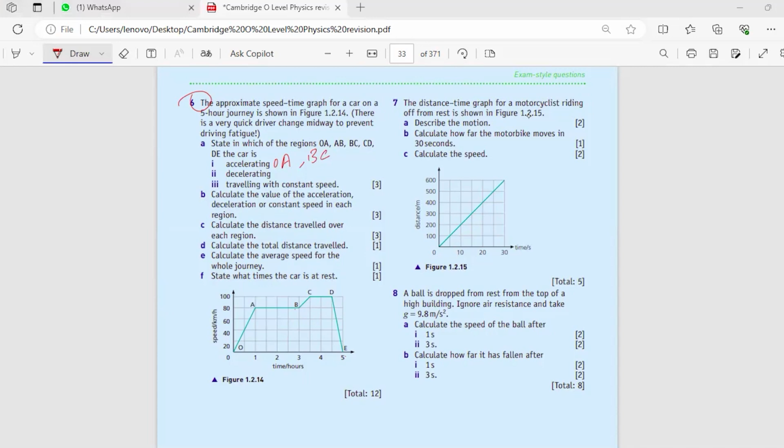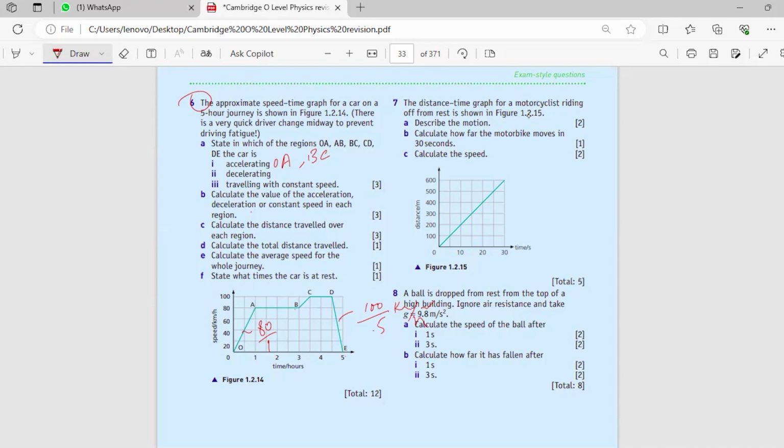Find the value of the acceleration, deceleration, or constant speed in this region. The acceleration over there is rise over run, that is 80 by 1. The deceleration in this region is 100 over 0.5, in kilometer per hour square.